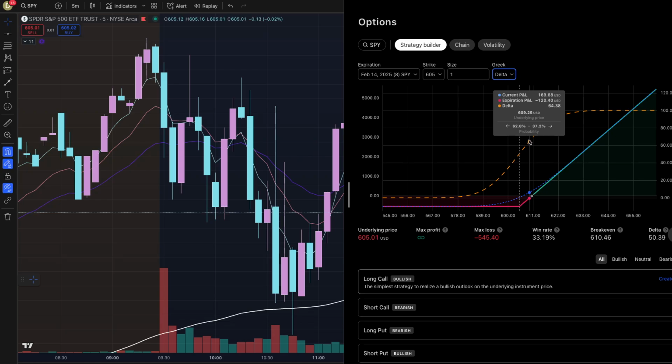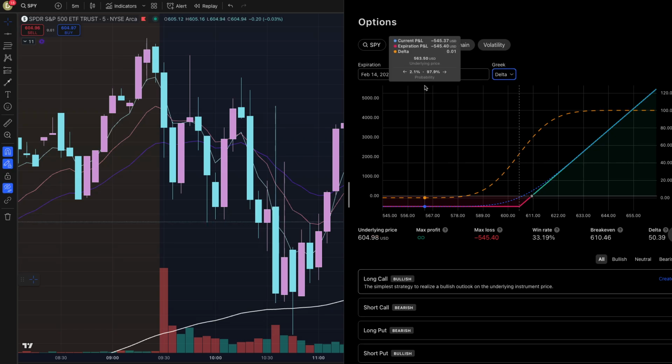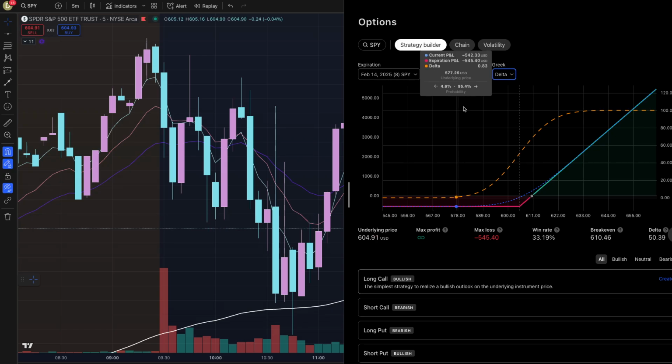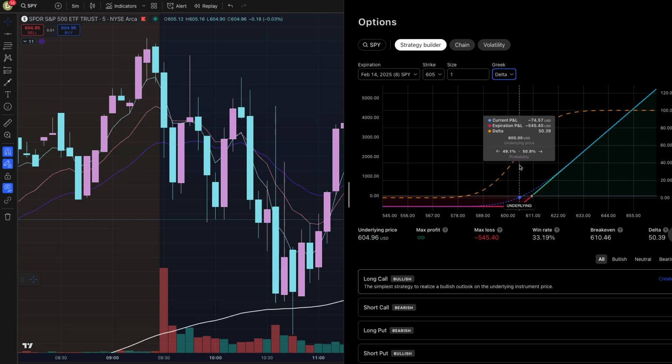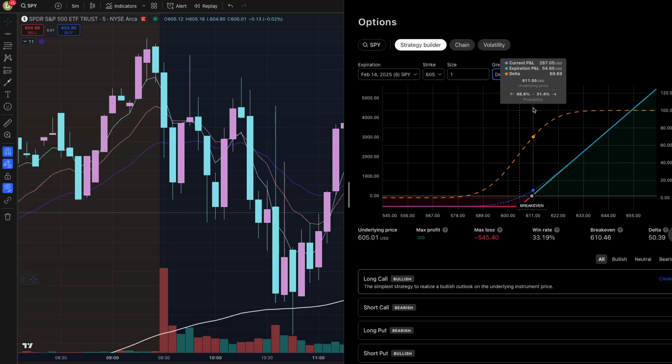So the delta is measured as for every $1 move of our underlying. So from SPY, in this case, moving from 605 to 606, then we know that our delta is going to move with it. So if we go right here to our current price where we're trading, at 605, there's our underlying price. We can see that the delta there is 50. And what that means is that for every $1 that SPY moves up, our option is going to move up 50 cents.